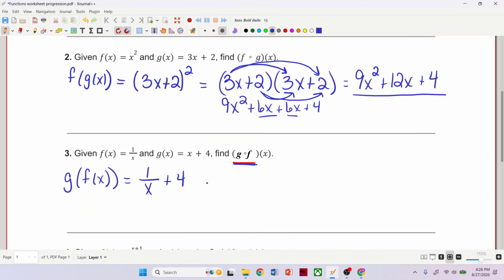So we have a denominator though. And remember in our domain restrictions, we can't have a square root or a denominator equal to zero. And so in this case, we set our denominator not equal to 0. So x can't be equal to 0.